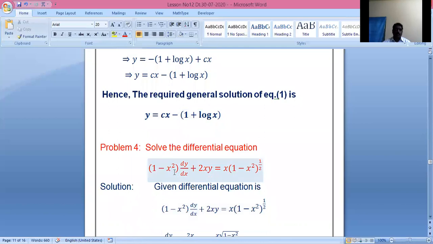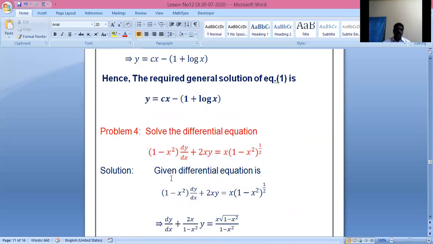Now problem 4. Solve the differential equation 1 minus x square dy by dx plus 2xy is equal to x into 1 minus x square to the power of 1 by 2. Here given differential equation is 1 minus x square into dy by dx plus 2xy is equal to x into 1 minus x square to the power of 1 by 2.